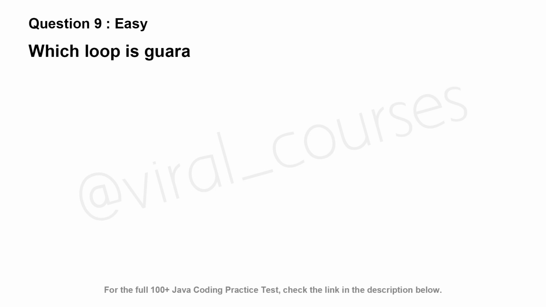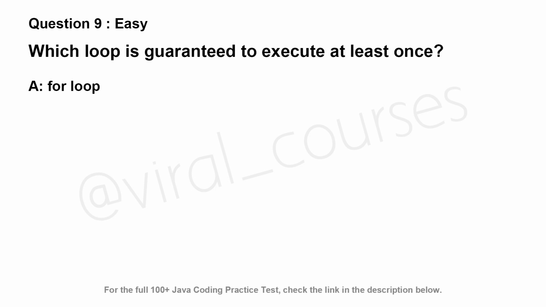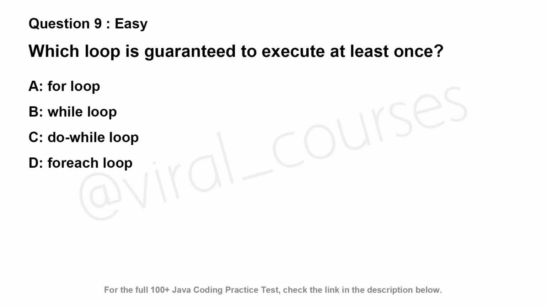Which loop is guaranteed to execute at least once? Option A. For loop. Option B. While loop. Option C. Do while loop. Option D. For each loop.